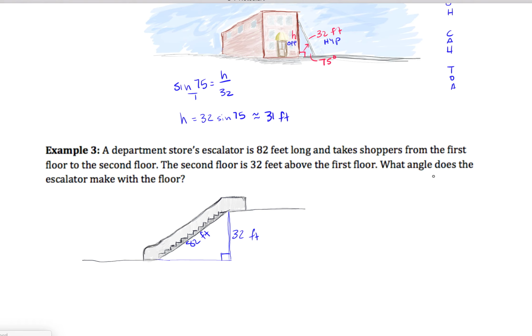And it's asking for the angle the escalator makes with the floor. Well, that would be that right there. So we'll go ahead and call that x degrees. That's the thing we're looking for, the measure of that angle right there.